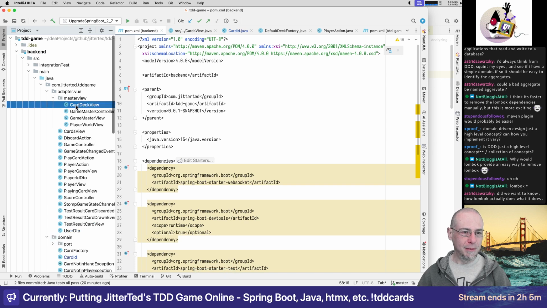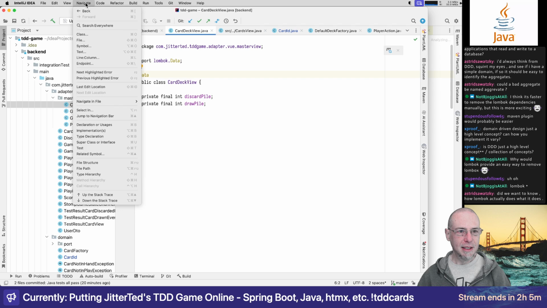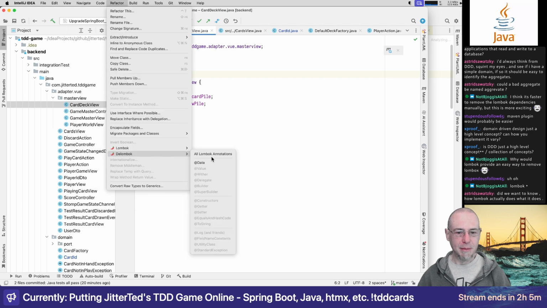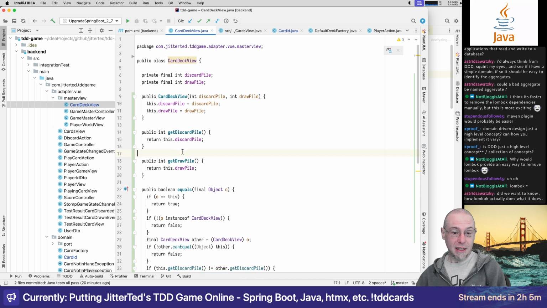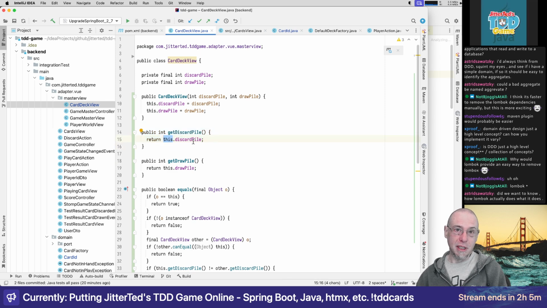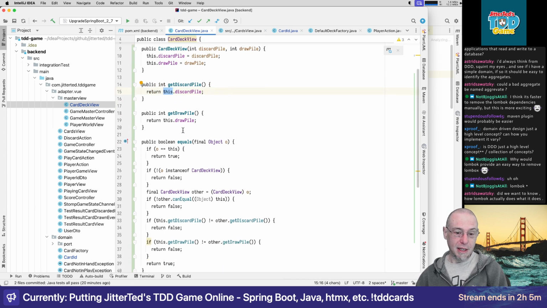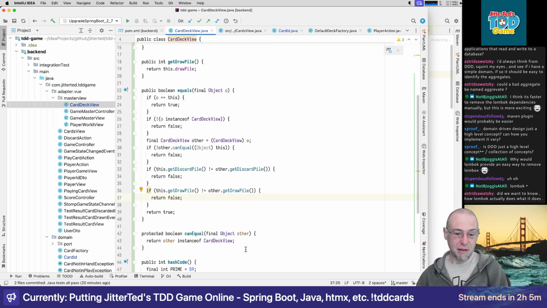All right. So let's go delombokify. Delombok, all Lombok annotations. See, I wish it did this, because this is fine. Here's my get. Here's my get. I don't usually use this, but that's okay. Here's the equals. A little wordy. Some stuff can be cleaned up, but who cares?